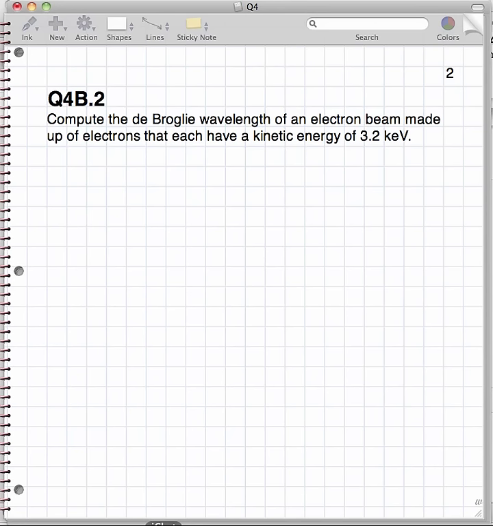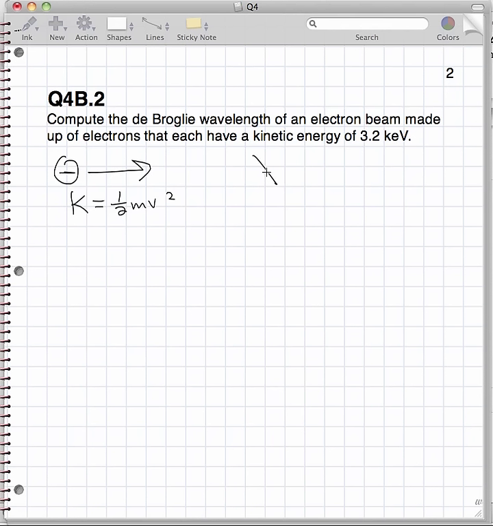Okay, I'm looking for the de Broglie wavelength of an electron beam made up of electrons that have a kinetic energy of 3.2 keV. So if I think about an electron, it's like this, and it's moving really fast, and I know that because remember that kinetic energy is equal to 1/2 mv squared, and I know that the mass is very small, so my velocity must be really big.